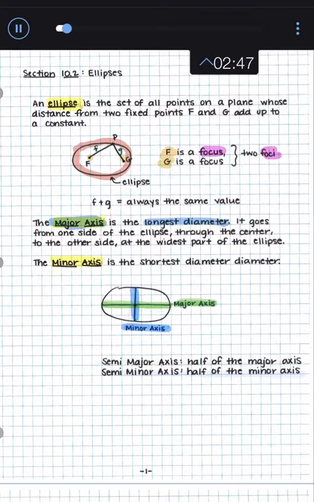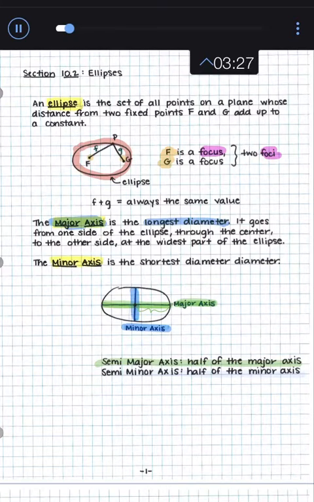Some other terms you might hear when looking at ellipses are semi-major and semi-minor axes. The semi-major axis is just saying half of the major axis. So basically in the picture above, you're saying half of the major axis, which is a fancy way of just saying the radius of the major axis. They just don't like using the term radius anymore because we're not talking about a circle. So semi-major axis means half of the major axis.